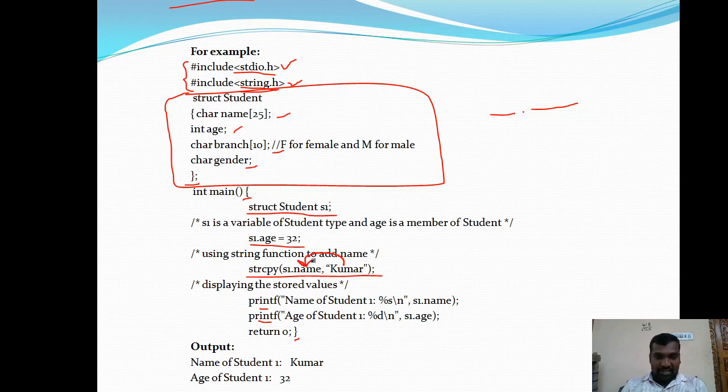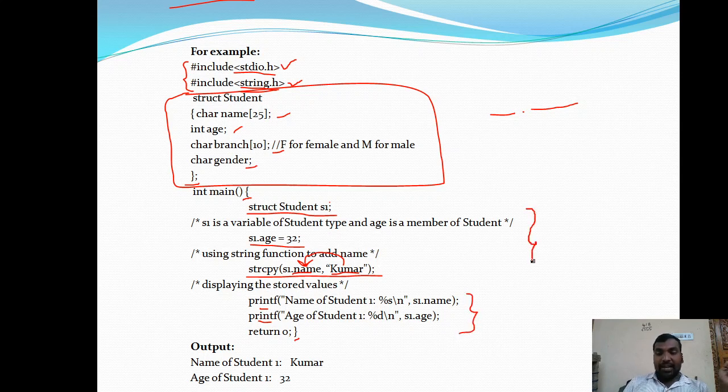So what is s1 dot name? S1 is the structure variable of student type. And under that, name is a character array. So in that character array I am going to store this Kumar. Okay, then now I am trying to print those values.